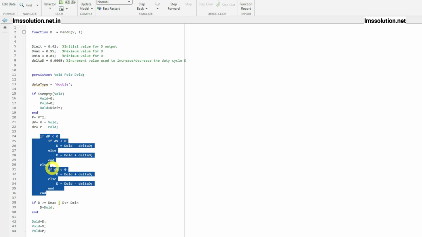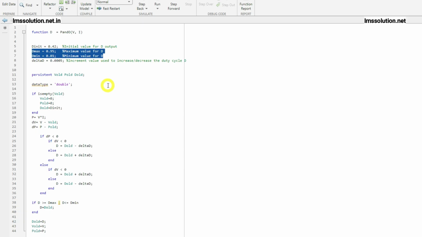After calculating this duty cycle, the next part is the most important thing. We check whether the calculated duty cycle is within the limit. Already we fixed the limits for the duty cycle between 0.01 and 0.95. We need to check whether the duty cycle is between these two limits. If it is within the limits, no problem, you take that value for further processing. That means it is going to be processed by the PWM generator for generating the pulse. But if it is more than D max or less than D minimum, you have to keep that duty cycle equal to the previous duty cycle.